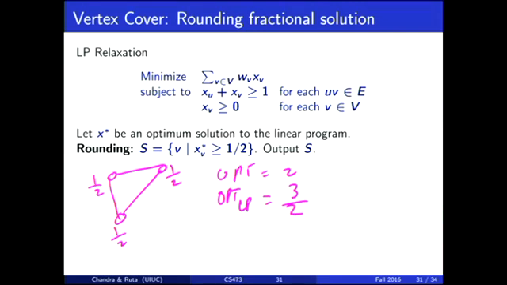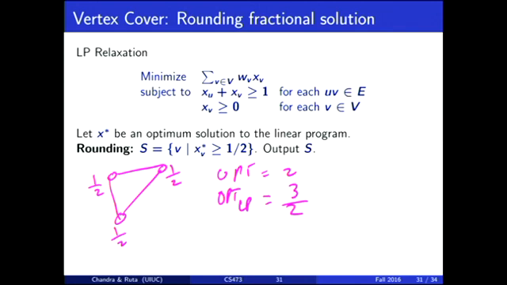Can there be an edge such that both endpoints are not in my set S? Why is that? Because the sum of those fractions should be at least 1 if it is a feasible solution, right? For that edge, we have a constraint which forces us to have that x star u plus x star v is greater than or equal to 1. It means that at least one of them has to be half or bigger, right? So we would pick maybe both, or we may pick at least one. So we will get a feasible solution.